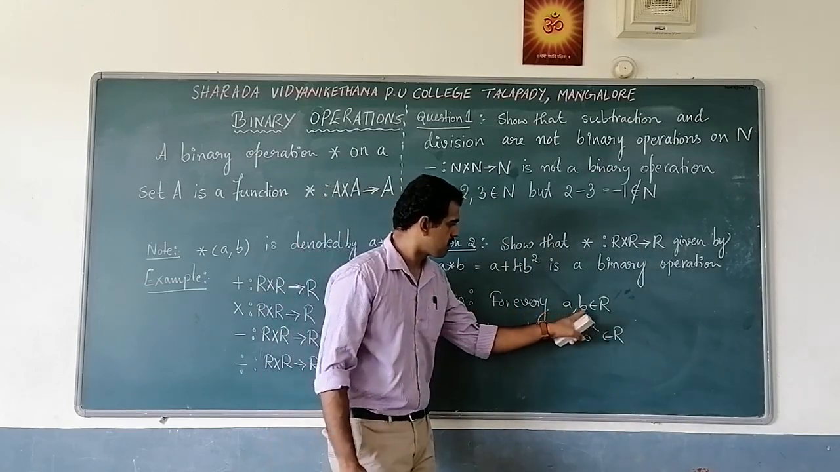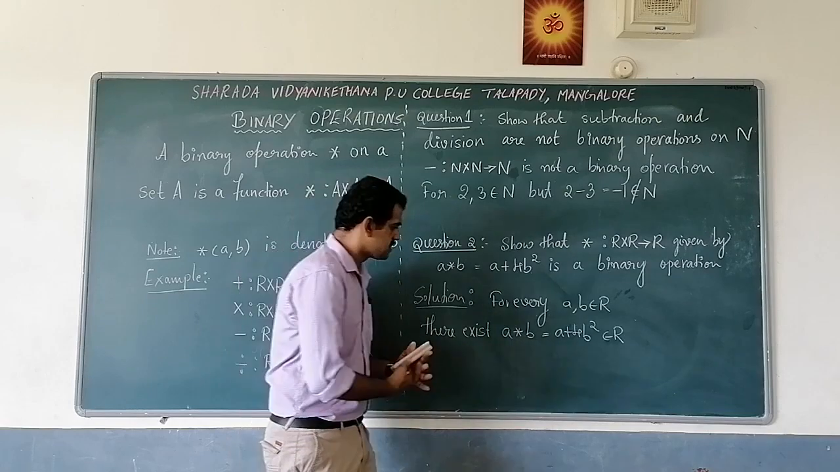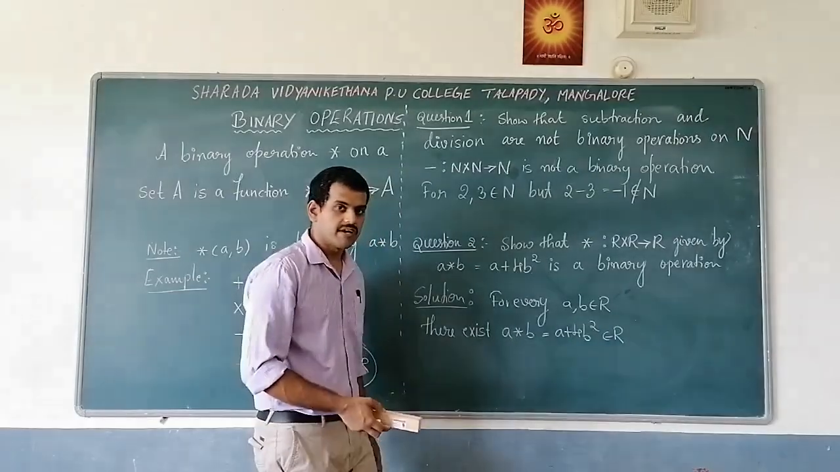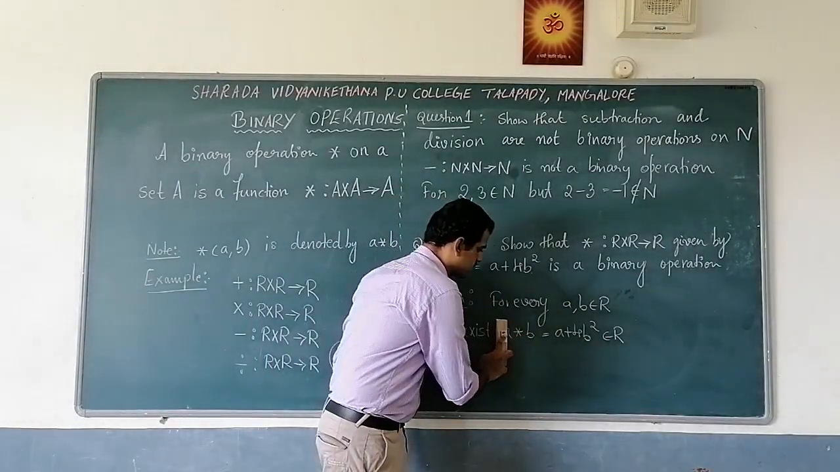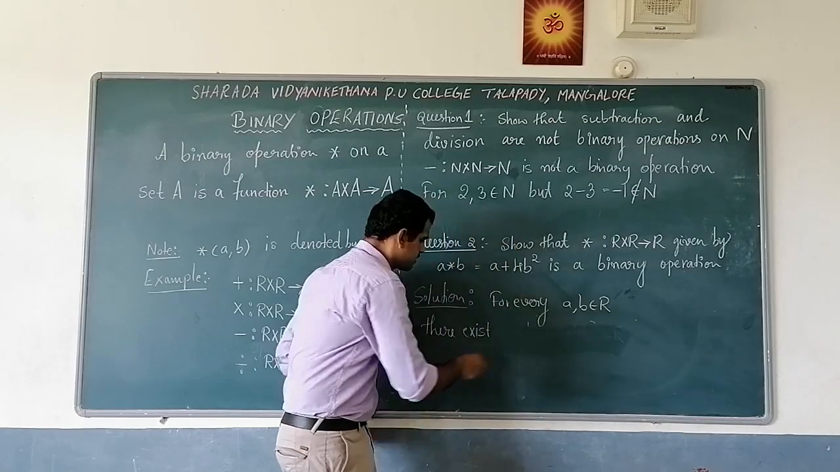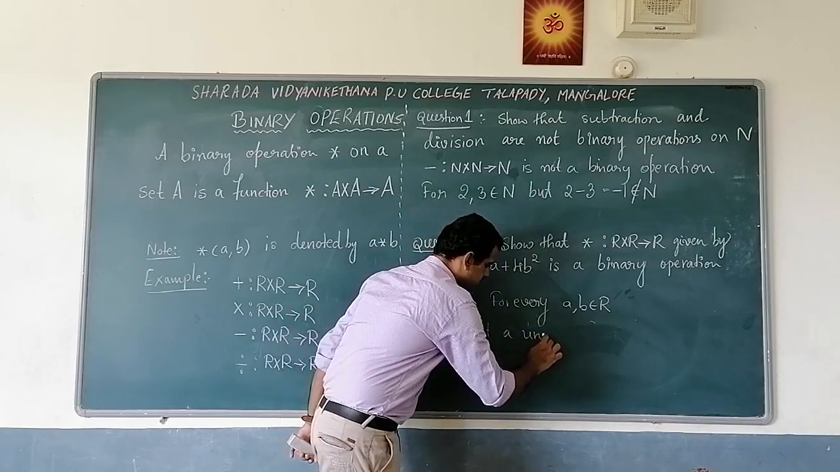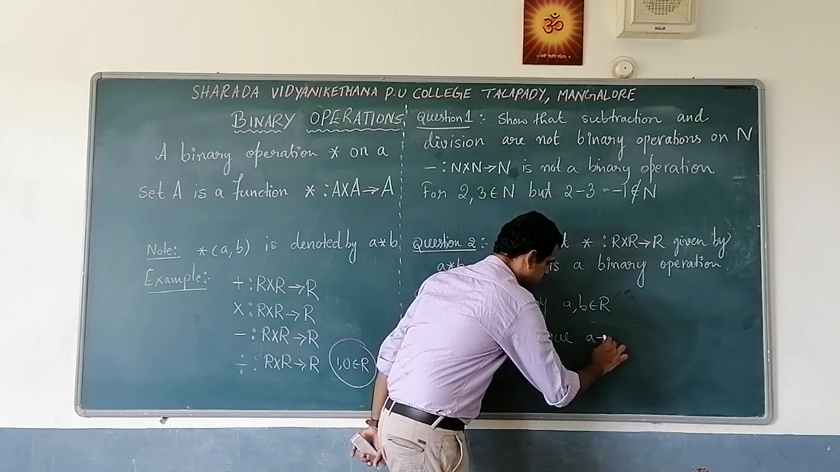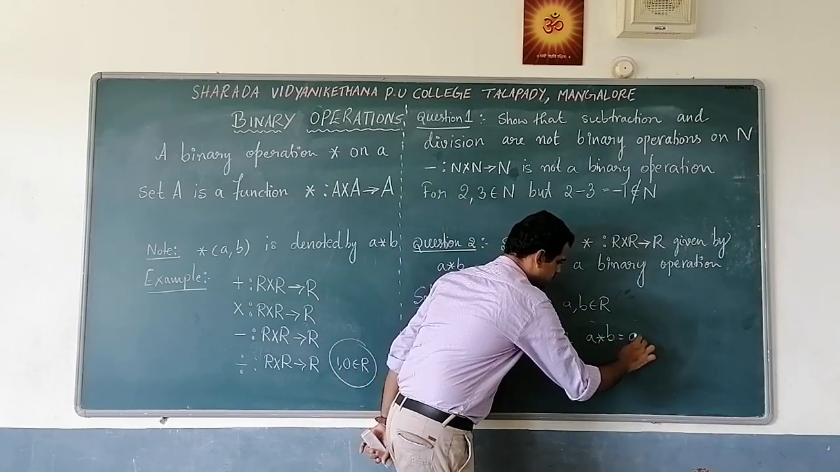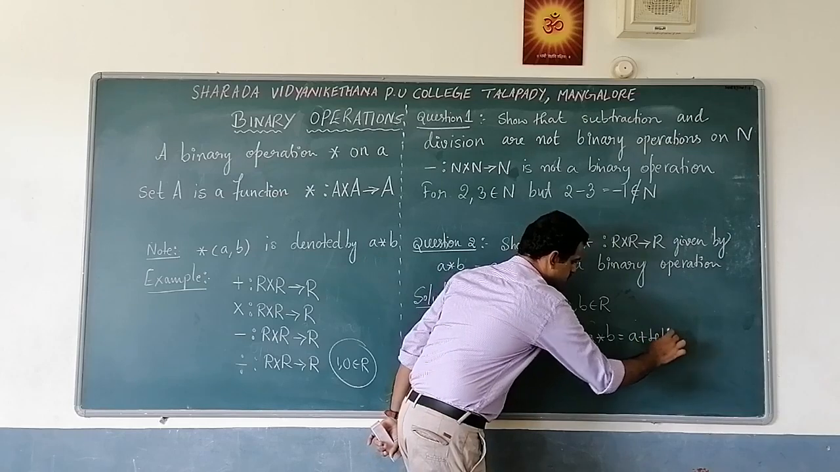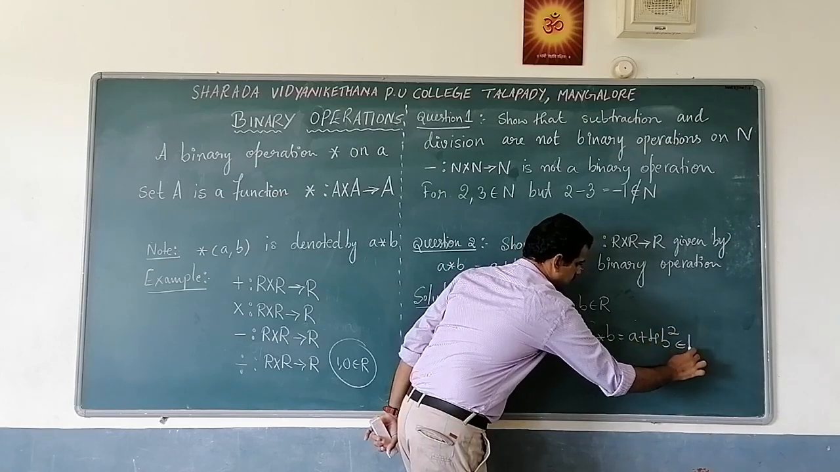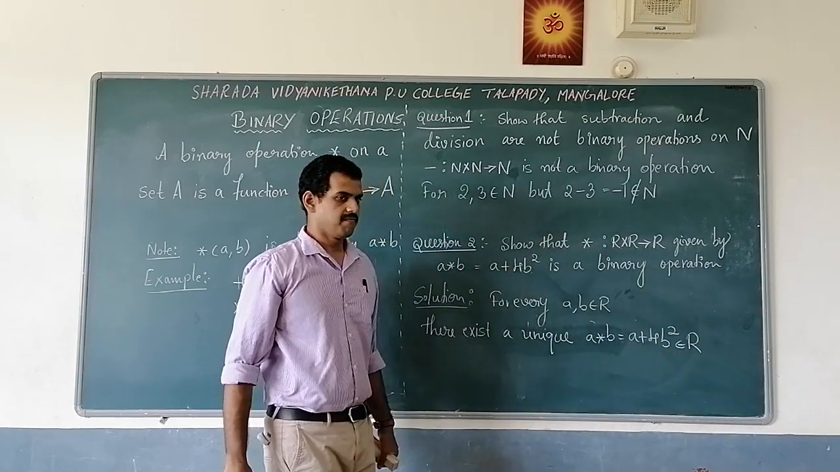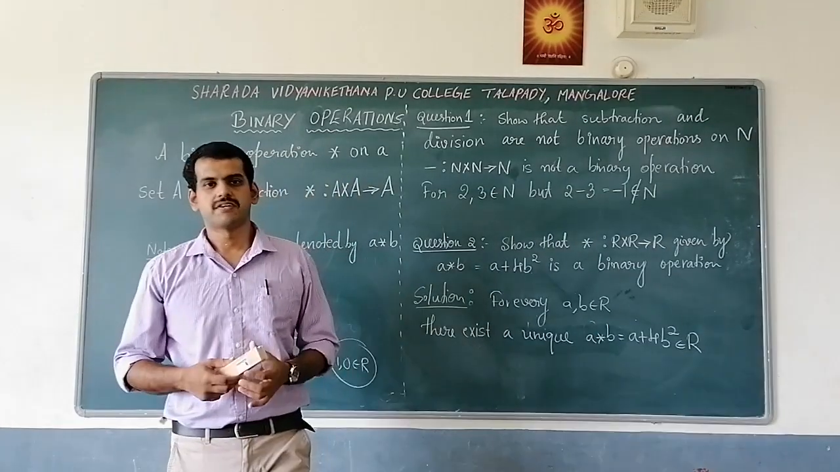So for every a comma b belongs to R, there exists, here one important word we have to write. After that you have to mention this, that there exists a unique a star b that's equal to a plus 4b square. This again is a real number. Therefore, it is a binary operation.